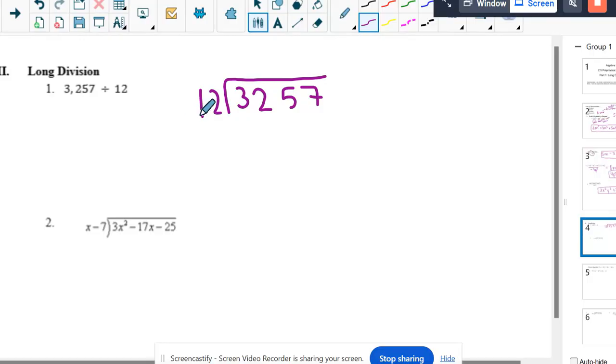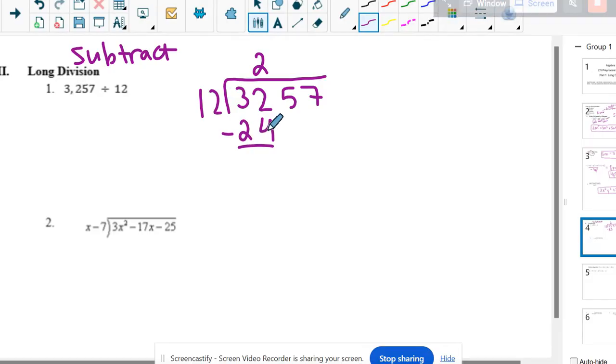Since the divisor is 2 digits, you take your first 2 digits and figure out how many times 12 can go into 32. Twice. So you put a 2 on top of the 2, then multiply 2 and 12 together and write the answer below the 32. That'd be 24. Long division uses subtraction, so we're subtracting 32 minus 24, which is 8. And then you bring down the 5.